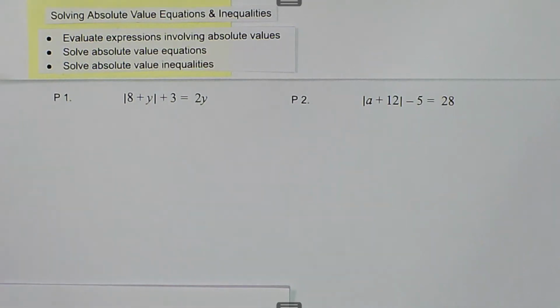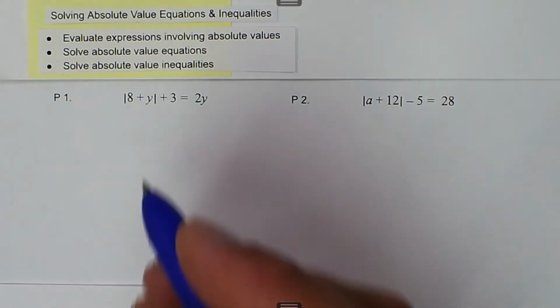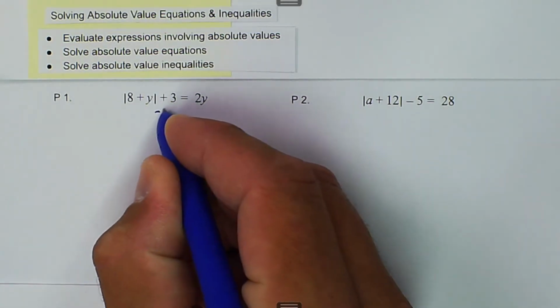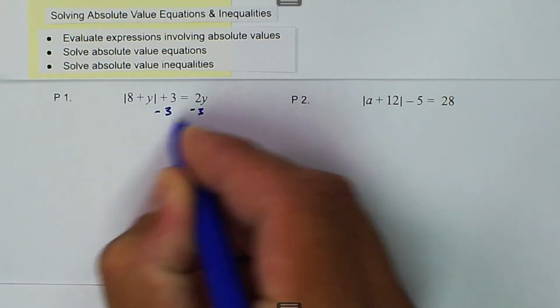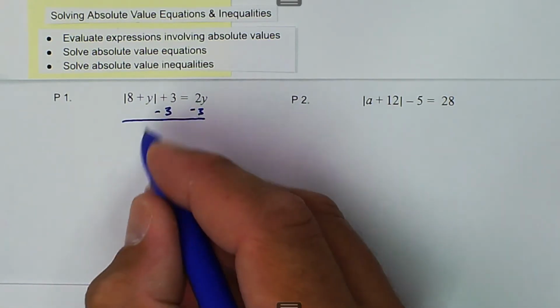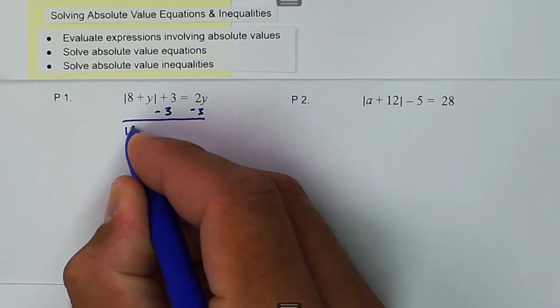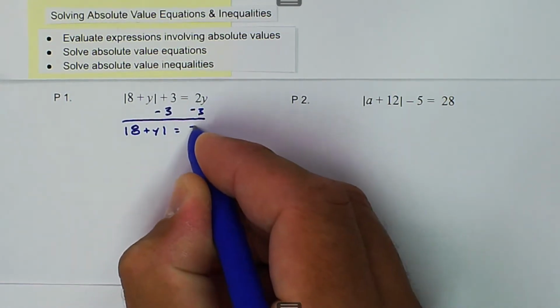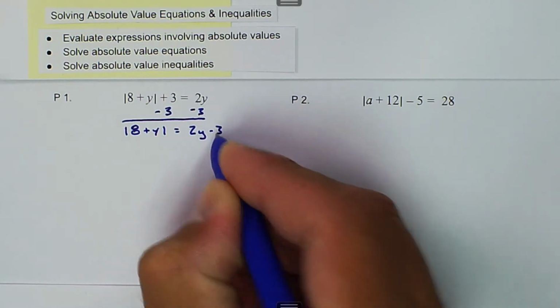We're talking about solving absolute value equations. When doing that, the first thing we have to do is get the absolute value by itself. So the first thing we have to do is subtract 3 from both sides. And then those cancel out, and we're left with the absolute value of 8 plus y is equal to 2y minus 3.